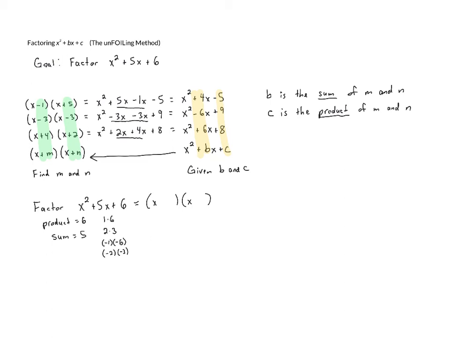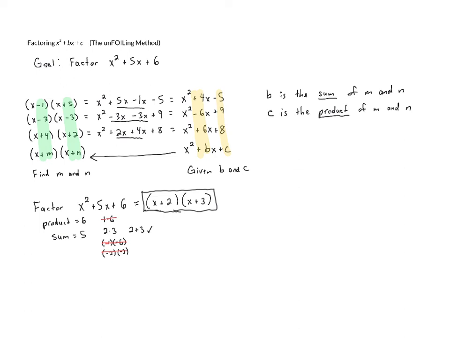These are the only ways that we can end up multiplying two integers and get a product of 6. We just need to see if any of these pairs have a sum of 5. And we notice that 2 plus 3 does equal 5. So that means the other ones are not correct. And in fact, the numbers we're looking for are +2 and +3. And that tells us that our factorization will be x plus 2 times x plus 3. It might seem a little bit weird the first time you do it, but when you get practice with this, it ends up being a lot easier.